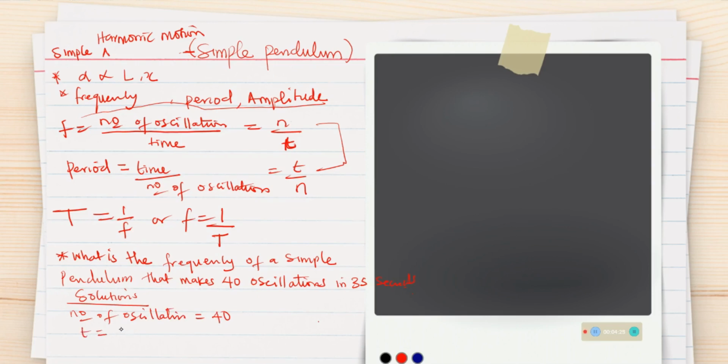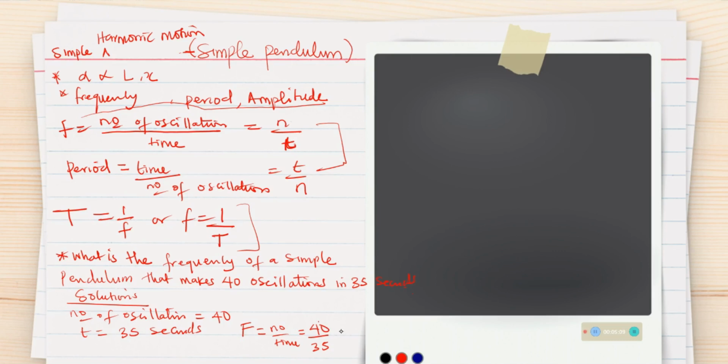Now, if you recall, we are asked to find the frequency. That's just what they asked for. Recall, frequency is equal to what do we say? We said it is the number of oscillations over time. Here, what's our number of oscillations? We already have it as 40. And what's our time? We have 35 seconds. So we have the number of oscillations as 40 and time as 35 seconds. If you divide that, it's going to give me 1.14 hertz.